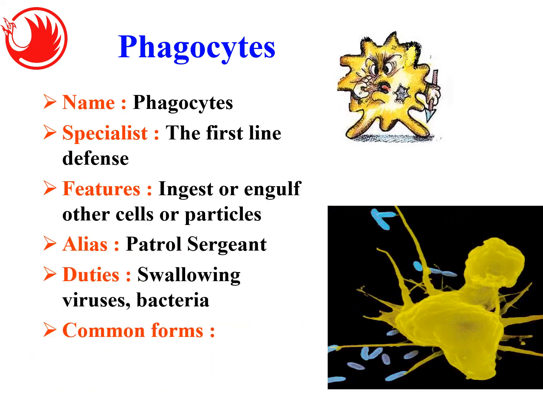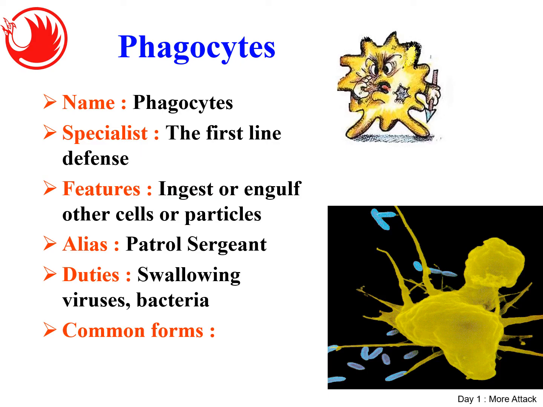Okay, that's good. The first one we have is phagocyte. This is the first line of defense. What he does is engulf or ingest the invading particles. So we also call him the patrol sergeant. He does the patrolling. When you see viruses or bacteria, just swallow. Actually, I have a short video clip, but I didn't show it to you today because of time constraints. So remember, phagocyte, first line. He sees something, he eats. That's all. As simple as that.